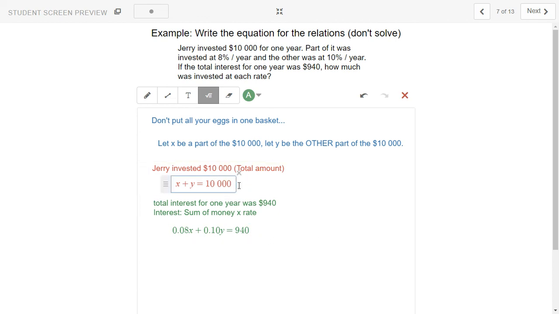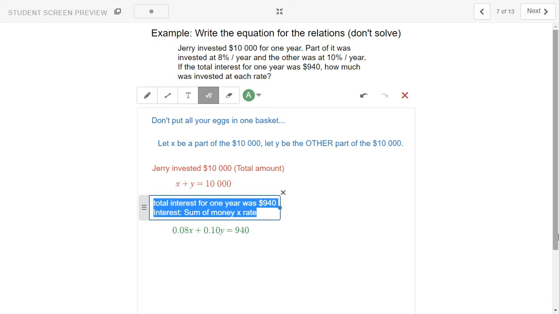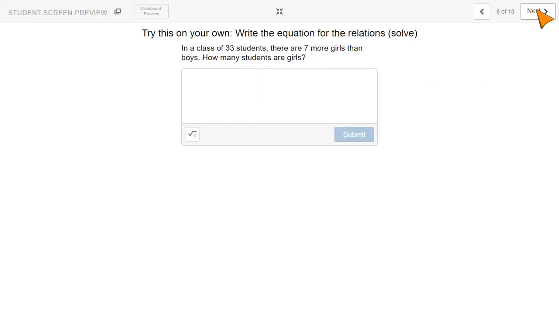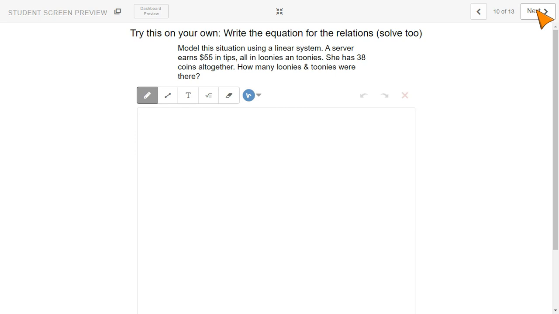We've created two equations. One was the total amount, and the other one was for interest. Now we have enough information to solve for the x and the y. Slides 8, 9, and 10 are questions for you to try on your own. Pause the video and go through this.